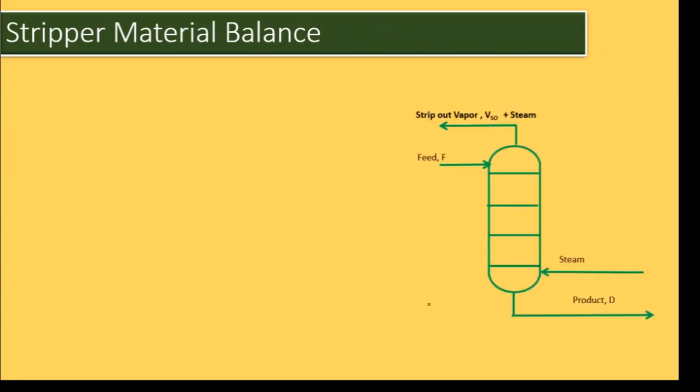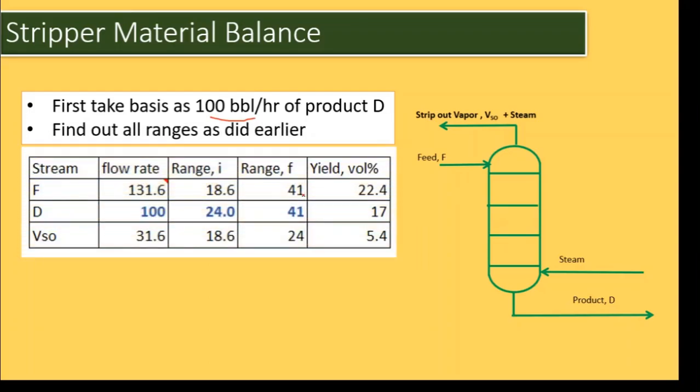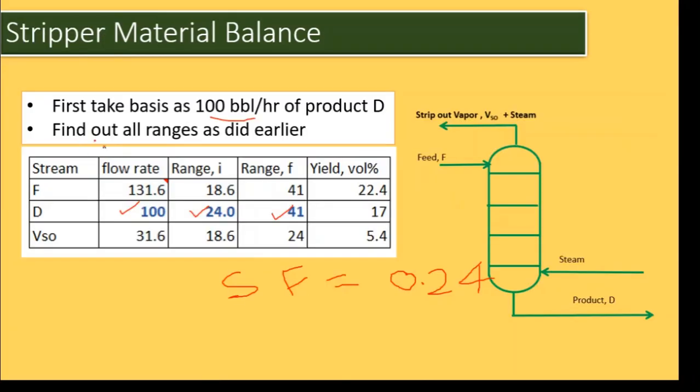Now come to the material balance, similar to the energy balance. In the material balance, we take the basis of 100 barrels per hour of the product D, then find out all the ranges as we have done earlier. So these 100, range 24 to 41, these three values are given, and the SF value has been calculated. The value is given as 0.24 because 24% is equal to 0.24. With the help of these values, we can find the other calculations, because we have already done it. After that, we can go for the energy balance.